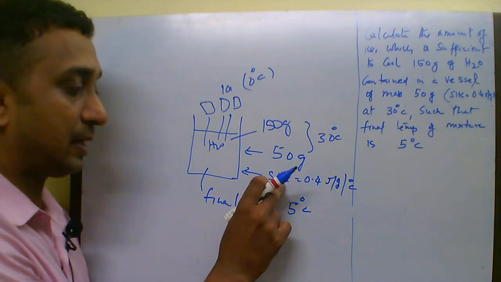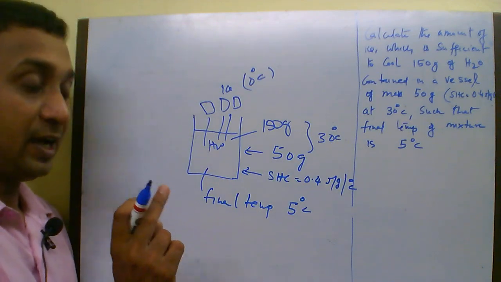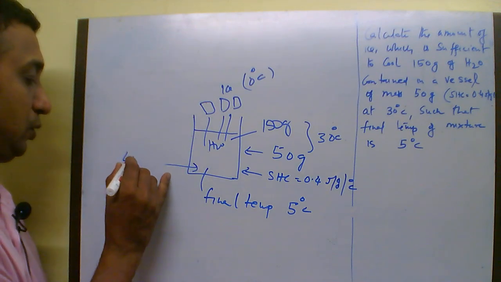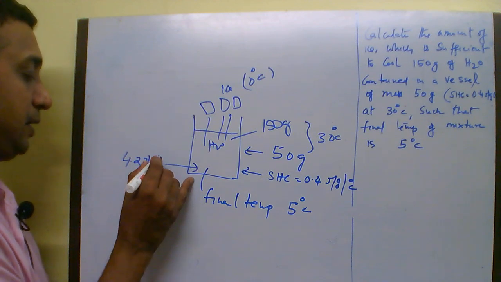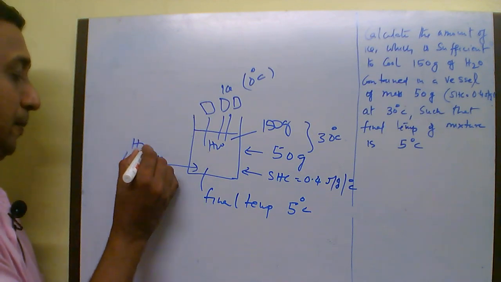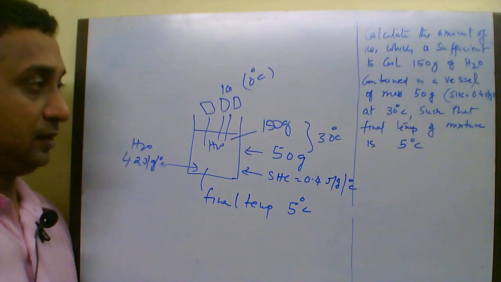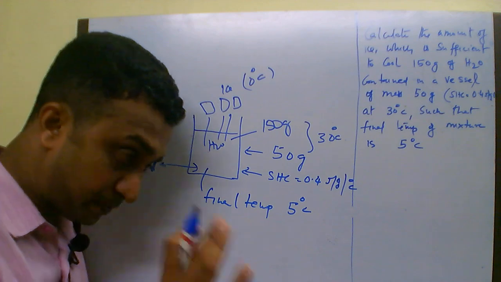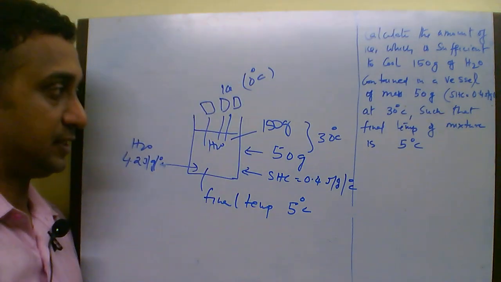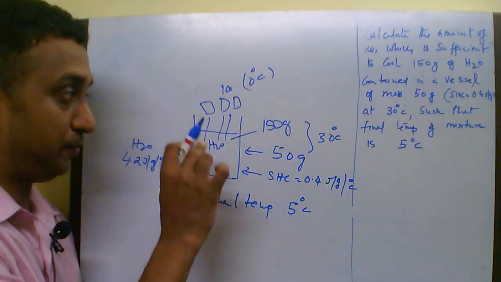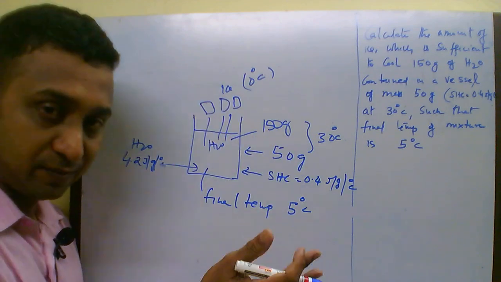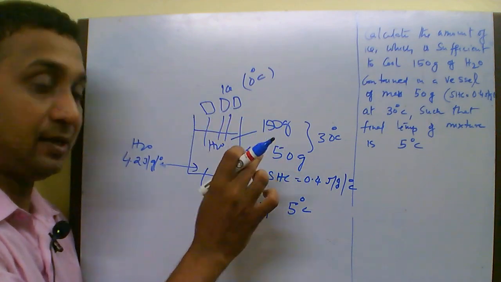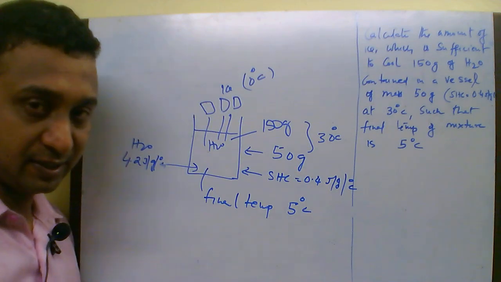The specific heat capacity of the vessel is given and the specific heat capacity of water should be known, that is 4.2 joules per gram per degree Celsius. This is for water. Now ice is being poured. If the temperature of the ice is not specified, you have to take it as 0 degrees Celsius, and the whole ice being poured gets converted into water. That water plus the already present water plus the vessel finally reaches a temperature of 5 degrees Celsius.